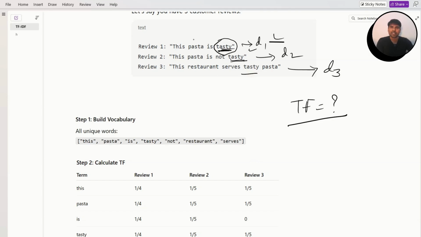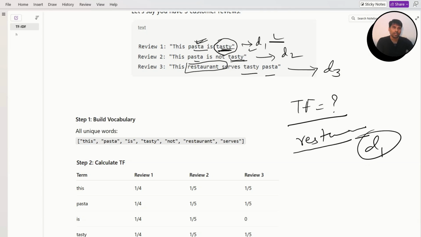Suppose I take "pasta". How many times does "pasta" appear in the documents? In document one, its frequency is one. In document two, the frequency is also one. In document three, the frequency is one. Now suppose I take the keyword "restaurant". What is its frequency in D1? You can see that in D1 this keyword has no representation. It's zero.